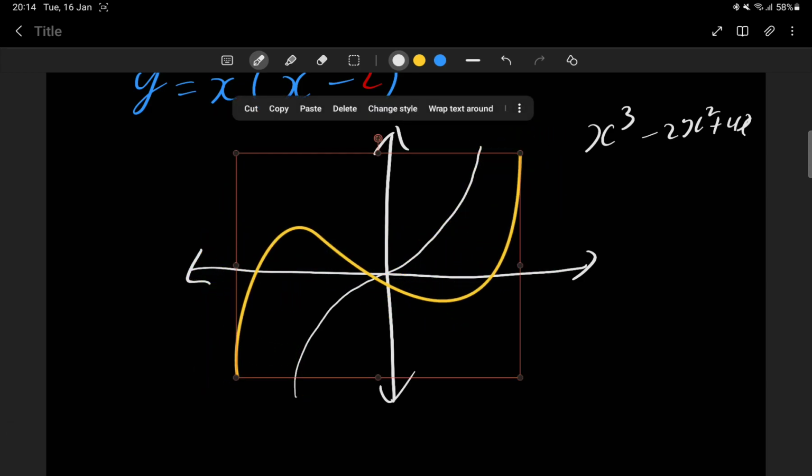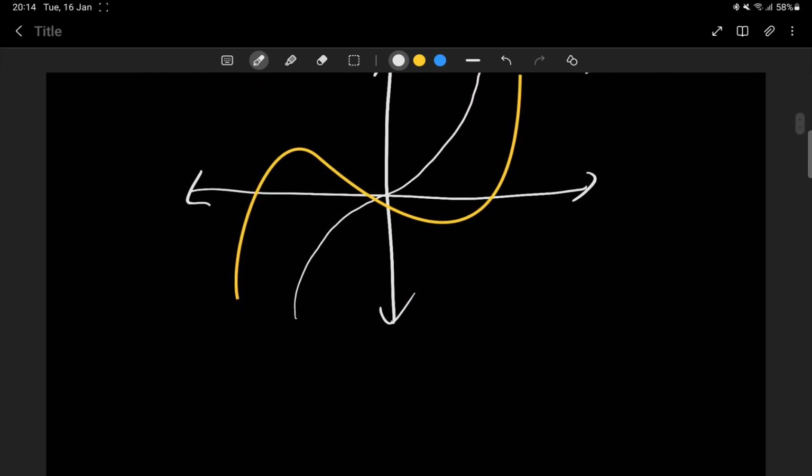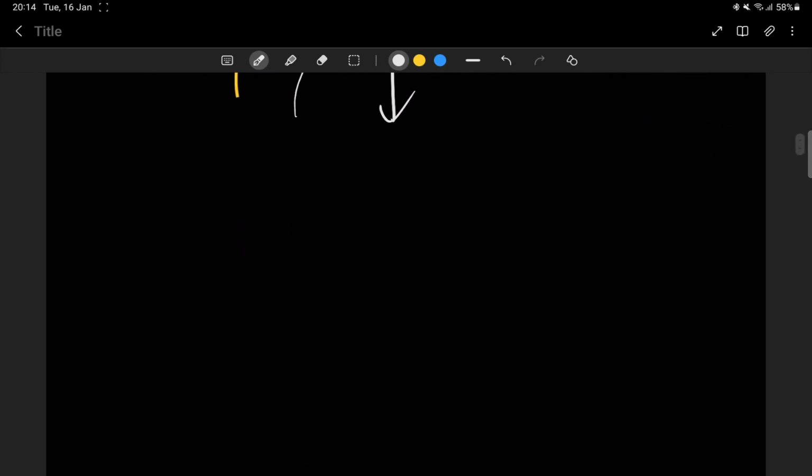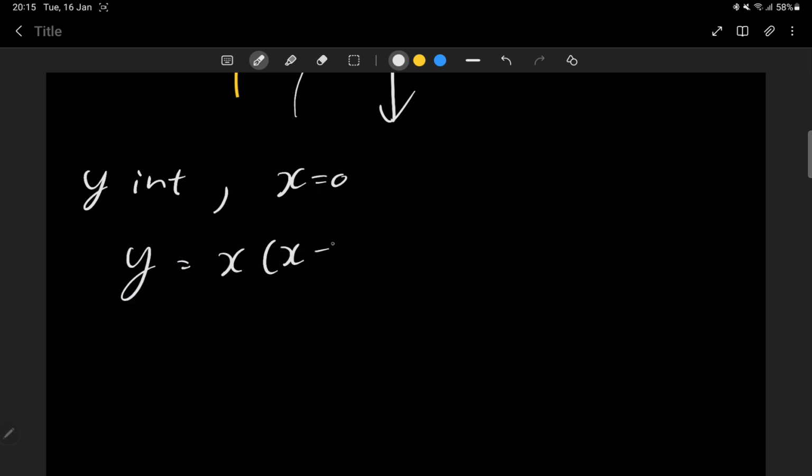The key thing here is to note down where the graph will meet the axes, right? To do that, we need to find the x and y intercepts of this graph. The x-intercept happens when y equals 0. Actually, let's do the y-intercept first. The y-intercept happens when x equals 0. So that would be y equals x times (x minus 2) squared. This is the equation that we found earlier. When we put x equals 0, that's 0 times (0 minus 2) squared, which is 0. So the y-intercept happens at (0, 0).